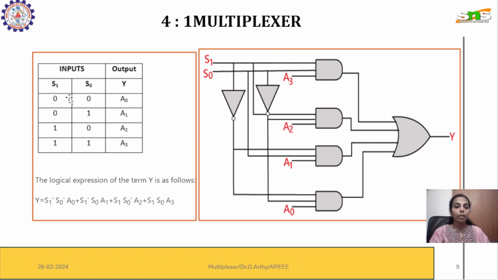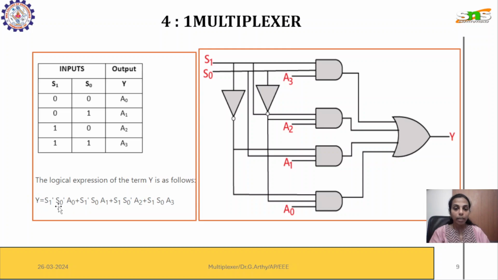The same procedure is followed here. We draw the K-map for a 4 to 1 multiplexer. We have four different combinations for the four inputs. For the combinations 00, 01, 10 and 11, the data A0 to A3 will be selected one by one. For this we have written the equation. Here it is S1' S0' A0, this is S1' S0 A1, and similarly for the four terms we write the expression, and then based on the selection lines, any one output will be chosen.